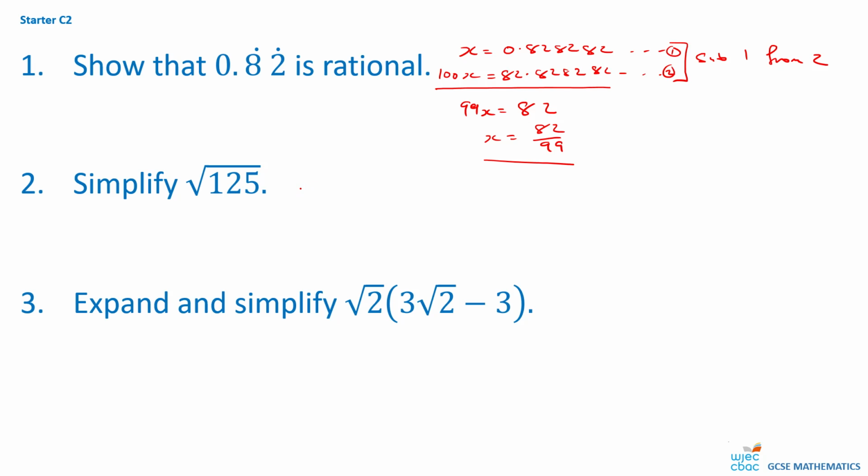Next one, simplify the square root of 125. That's going to give me the square root of 25 times the square root of 5. So I've got 5 root 5. And on the last one, I'm going to multiply everything outside the brackets by everything inside the brackets. So it's root 2 times 3 root 2, so 3 times 2 is 6, minus 3 root 2. Good. Mark your work, rag it, and we'll have a look at polygons then.